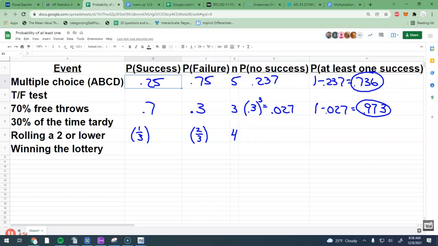So let's try to find those next two. I would use parentheses, 1 divided by 3 in parentheses, or I would do 0.333 with a ton of 3s. Otherwise it's going to round and you're going to be a little bit off.